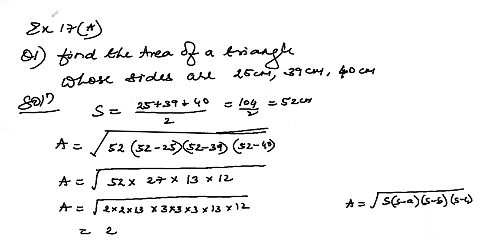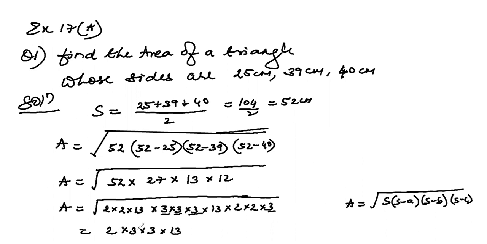One more thing, sorry, children, I forgot. This 12 also I can find the prime factors of: 2 into 2 into 3. Now let's see how many 3's are there. 1, 2, 3, 4, four 3's are there. So when the radical sign goes off, only two 3's will remain out. Now the next biggest number is 13. Two 13's are there, so one 13 will come out.